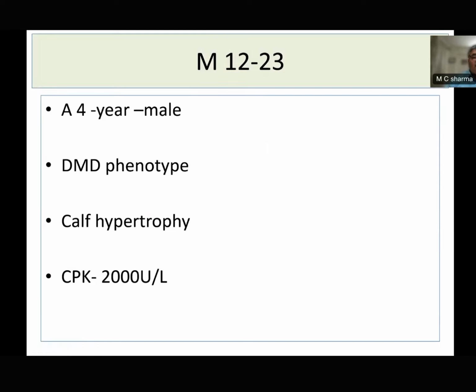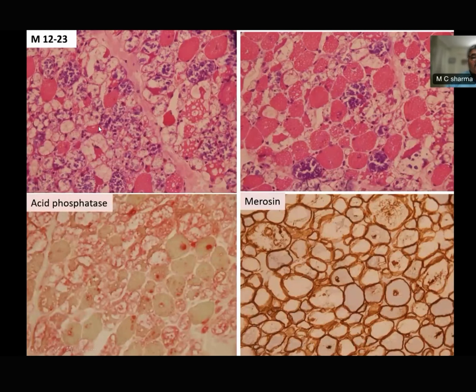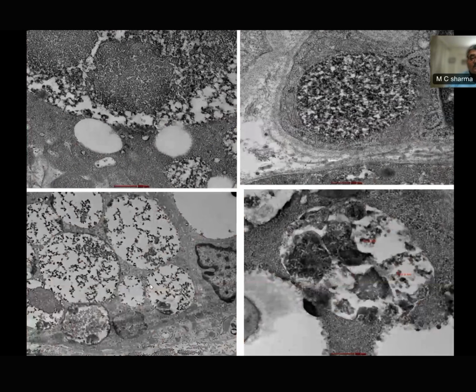A 4-year-old male, DMD phenotype, calf hypertrophy, CPK was 2000. Look at this muscle biopsy. This patient came from a private hospital, and they sent the biopsy. They were very sure this was DMD, a Muslim boy. But a lot of these muscle fibers are empty. There is a lot of bluish material. Acid phosphatase is positive. Myosin is positive in some of these vacuoles. And this is full of glycogen, which is membrane bound. This is Pompe's. So Pompe's disease, remember, can mimic DMD or the sarcoglycanopathies.